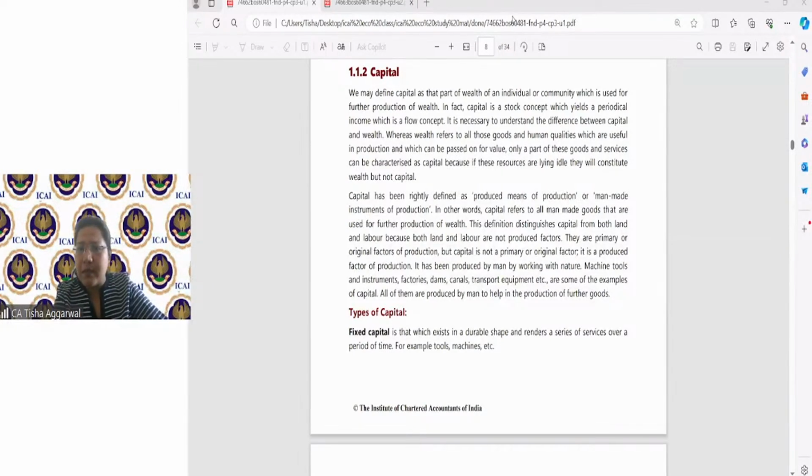Ashok sir? Ashok sir? Can the students also unmute themselves? Can students unmute themselves? Once more now. Okay, Abhinandan.